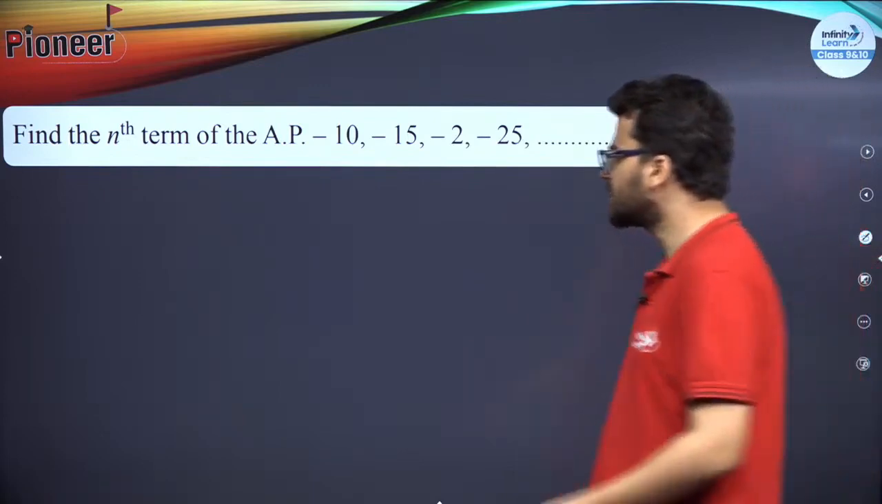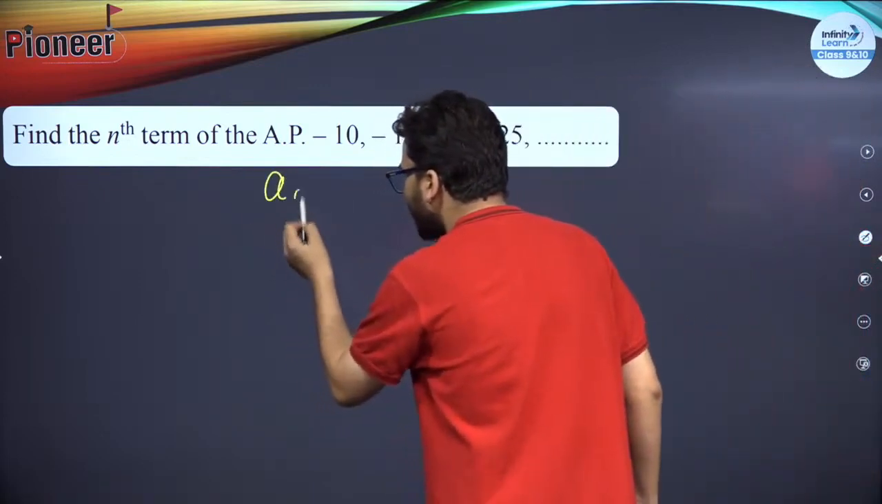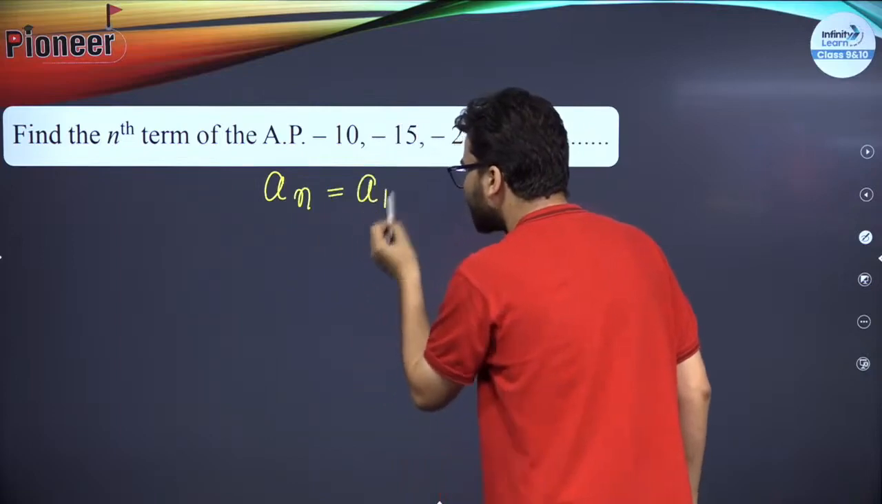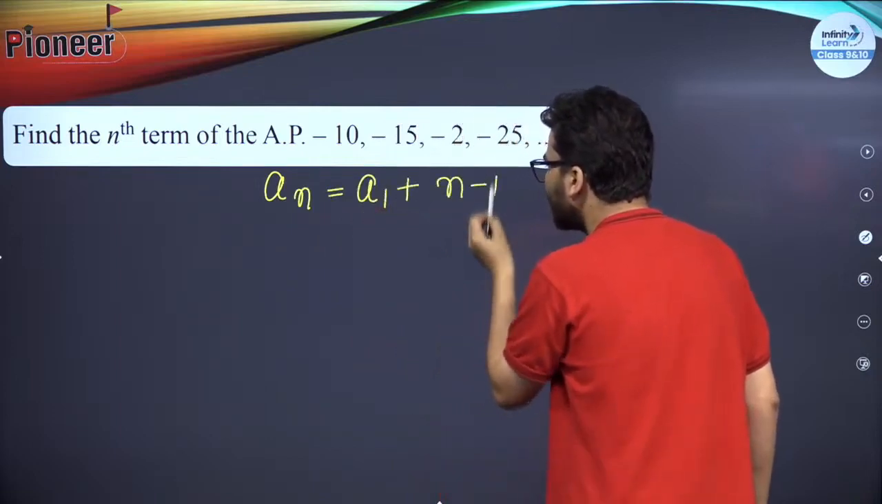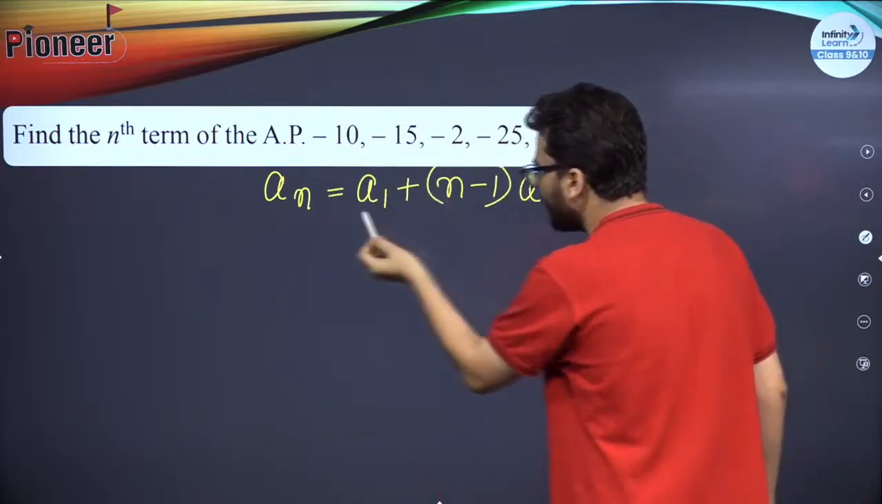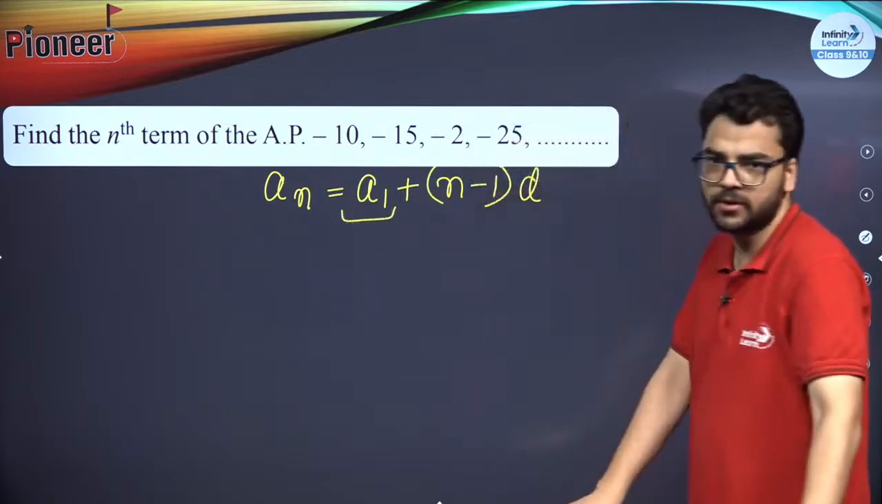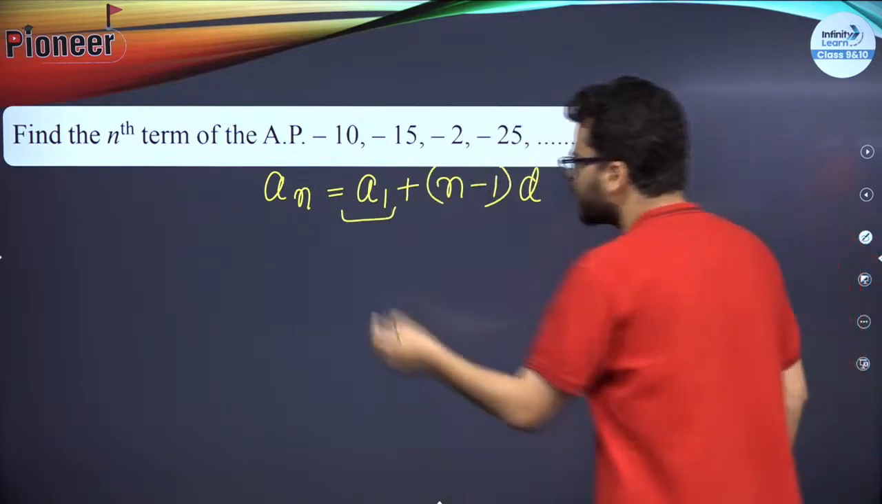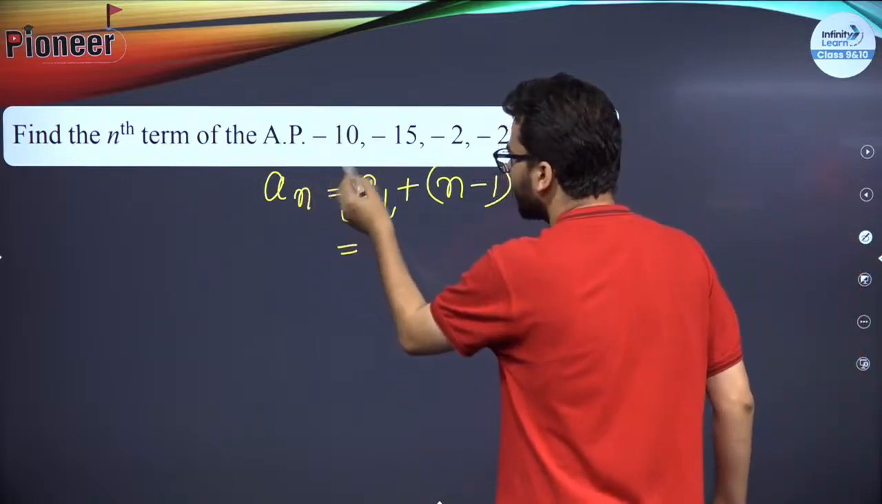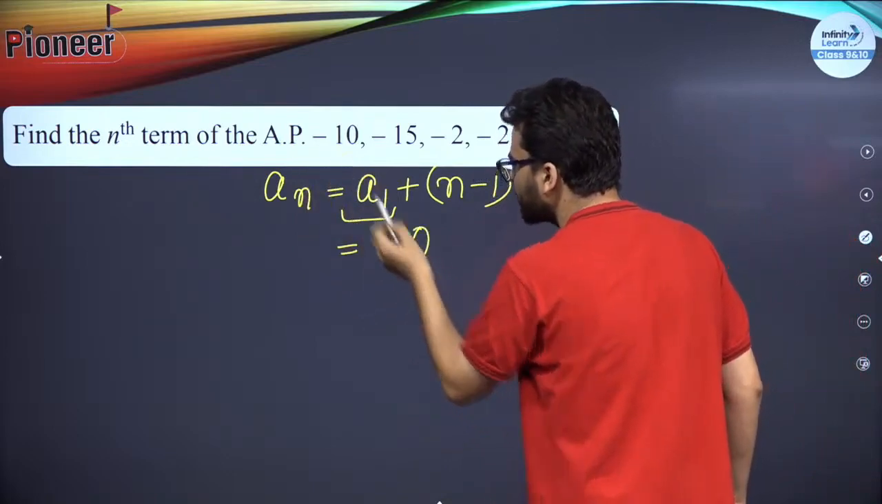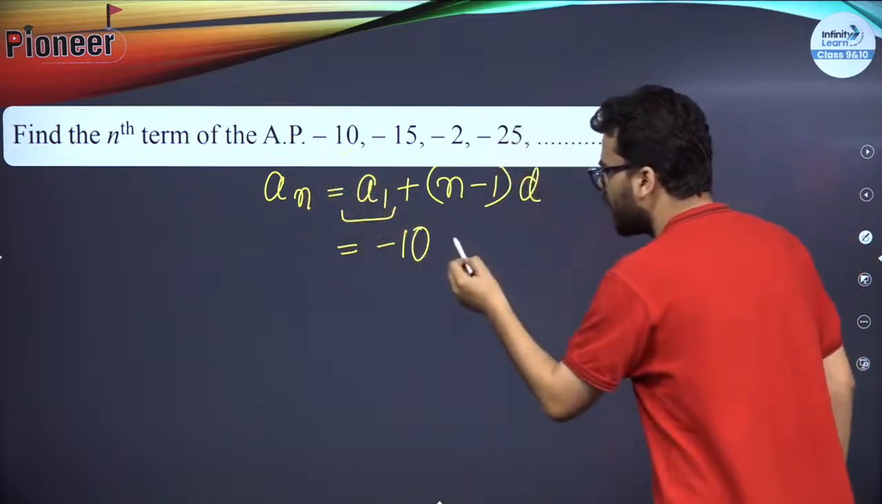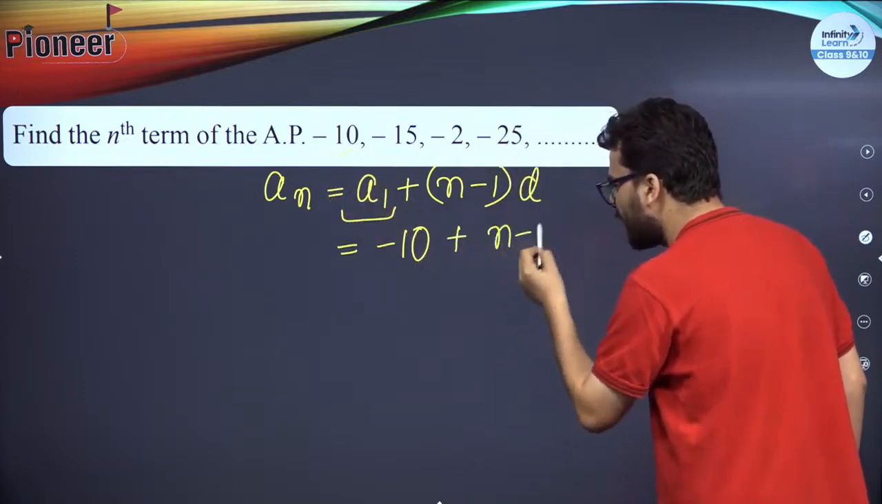So nth term means what? You have studied this formula. An is equal to A1 plus n minus 1 into D. So you see the first term you can write as A1 or A. It is all up to you. That is correct. So A1 plus n minus 1 into D. Now the first term is given, minus 10. So just put minus 10 over here in place of A1, and n minus 1 will remain as it is.